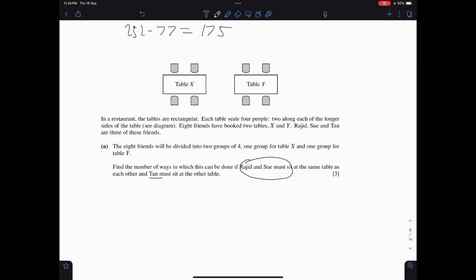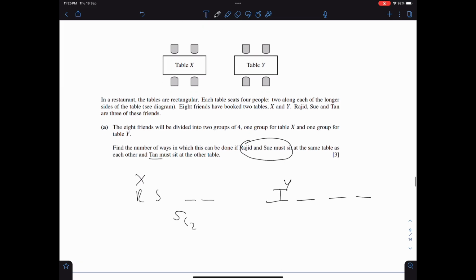Now essentially, if we just say on X we've got R and S, we need the other two, and then on Y we've got U and 4. And remember, Tan must be on the other one. We've got 5 possible remaining people for the last 3 seats. And because of the symmetry of Pascal's triangle, it doesn't matter which way you do it. So let's just say 5 choose 2. But remember, you could also swap X and Y around, so you'd have to multiply it by 2. So that's 20.